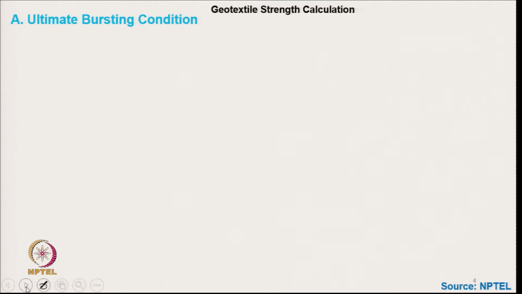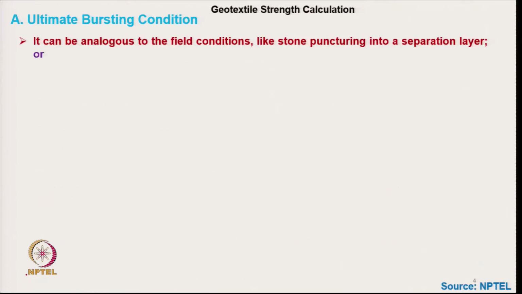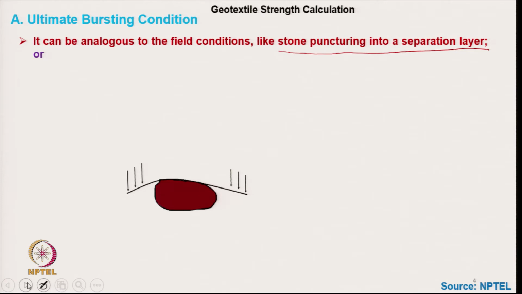So, ultimate bursting condition is analogous to the field condition, like stone puncturing into a separation layer. So, from this diagram we can see the load is being applied from the top and this stone is puncturing. So, stone is puncturing into the separating layer of geotextile. This is the separating layer.